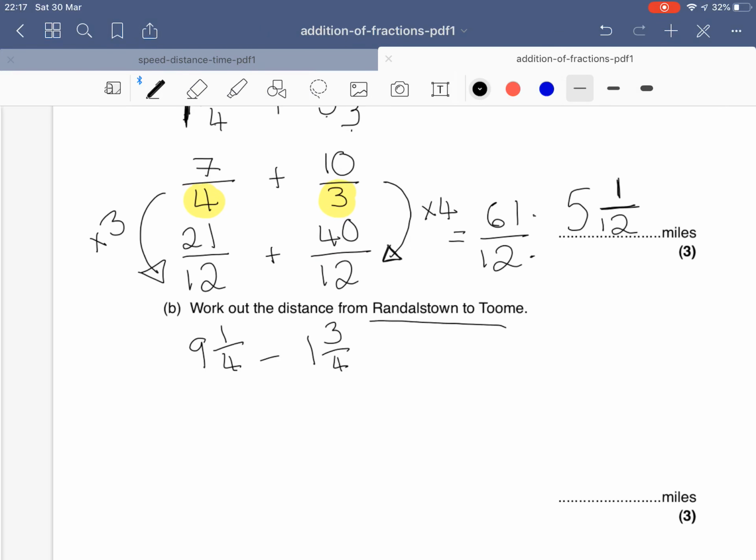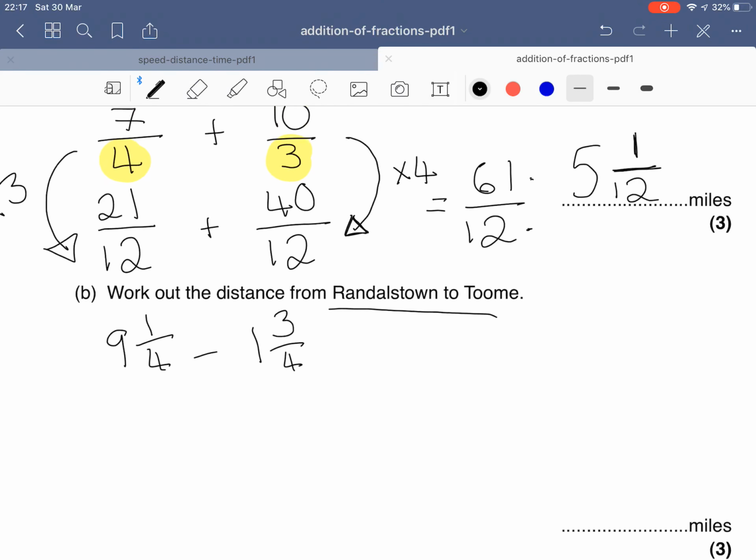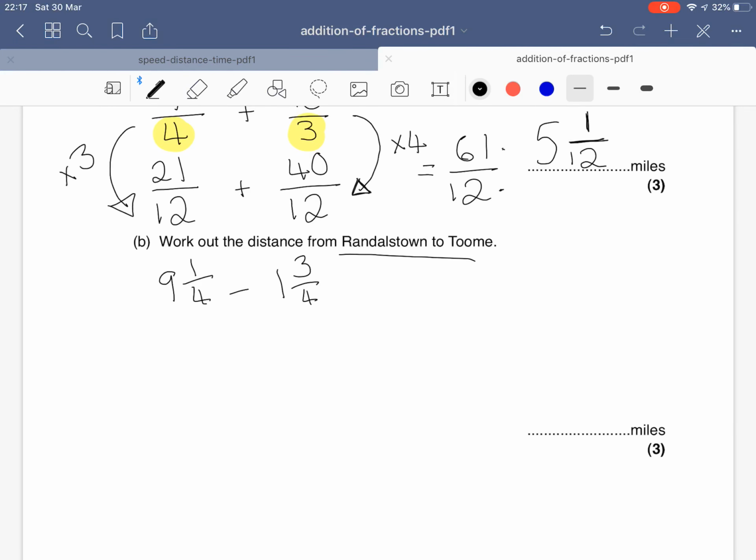So again, we're going to change them from mixed numbers to improper fractions. So we've got 9 lots of the 4, that's 36. Add our 1 is 37 out of 4. And we're going to subtract the 1 lot of the 4 is 4. Add our 3, which is 7 out of 4. So we can do 37, take away our 7 is 30 over 4.